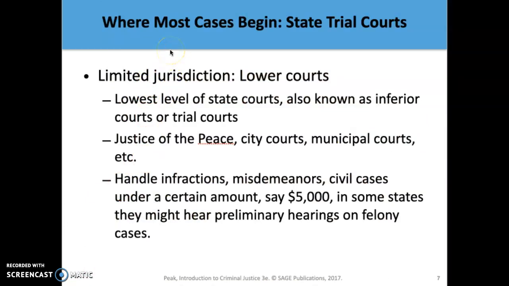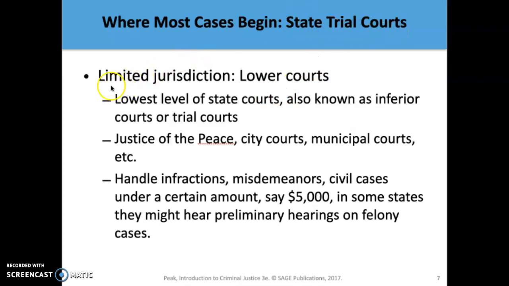Where most cases begin in state courts, I just want to talk about how state courts are structured real quick. State courts typically have anywhere from 3 tiers to more than 3 tiers. New York State is very complicated in terms of its court structure, and there's other classes where we talk about that. But right now I just want to focus on the different structures within state courts.